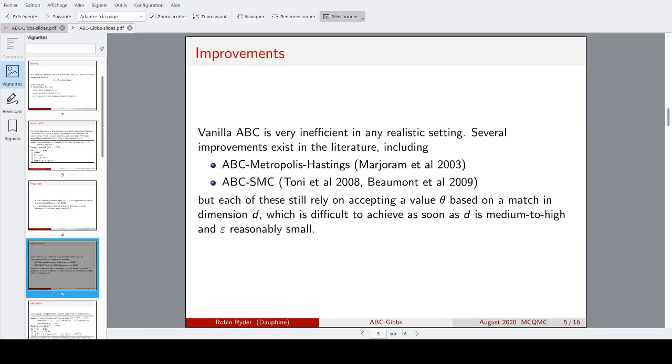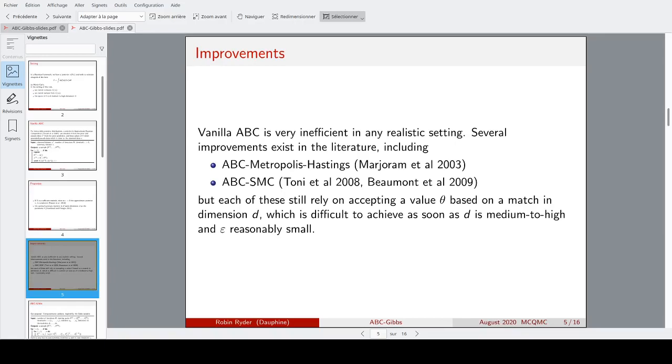Now, this is vanilla ABC. It's going to be very inefficient in almost any realistic setting. So there has been a lot of work to improve ABC. Some major modifications to ABC are ABC Metropolis Hastings, which is sometimes called ABC MCMC, but it's really a Metropolis view of ABC, and ABC SMC, which is a sequential version of ABC.